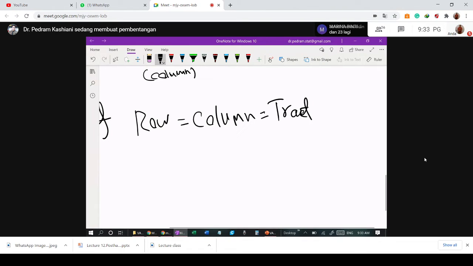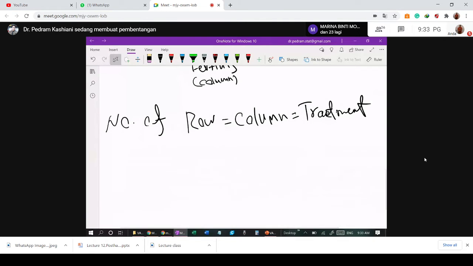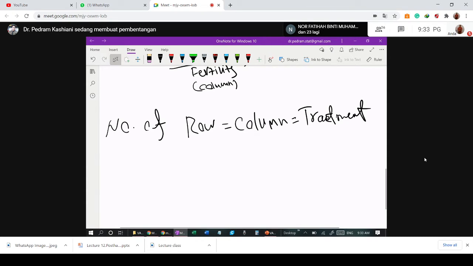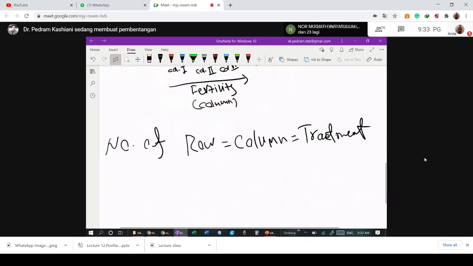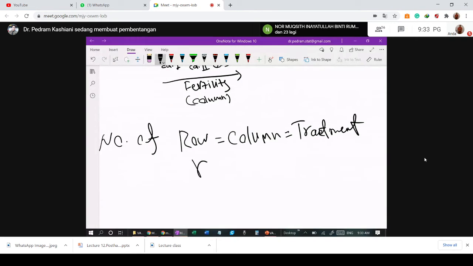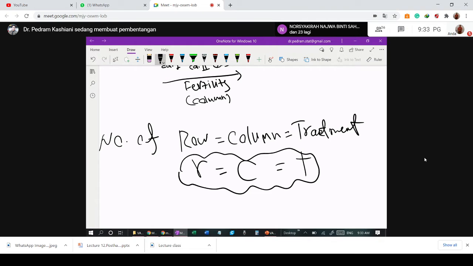So, that means if I want to block 4 times by row, I have to have 4 columns and 4 treatments. I cannot have 4 blocks, 3 treatments. It is not possible to do this kind of blocking. In this blocking, rows should be equal to columns, should be equal to treatments. So this rule has to be applicable.